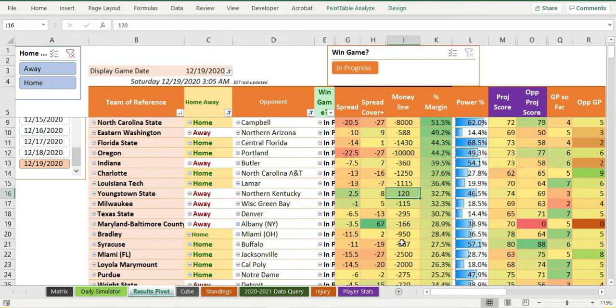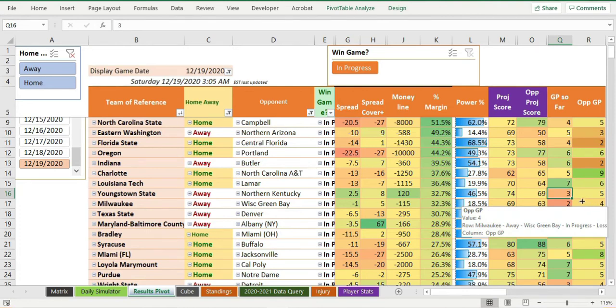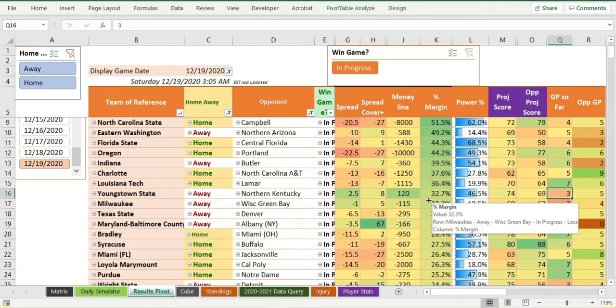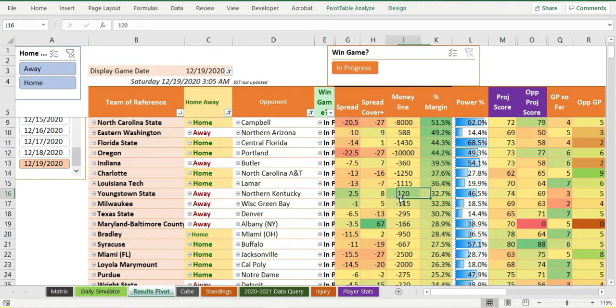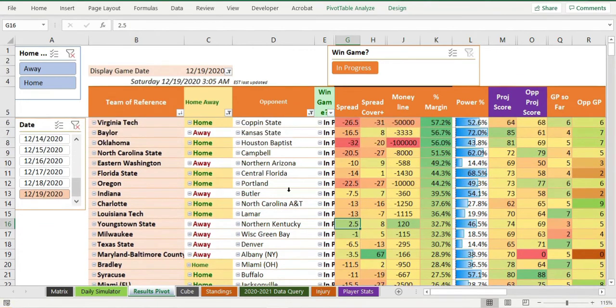We got Youngstown State away at Northern Kentucky. We got a team that's pretty good. It's 46.5%. There's 3 in 5 games. 3 isn't a lot, but it's decent. That plus 2.5 is good. But even the plus 2.5, that's a good even money bet.